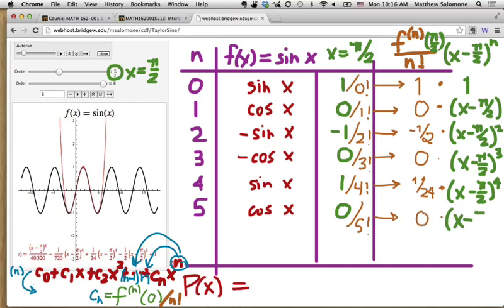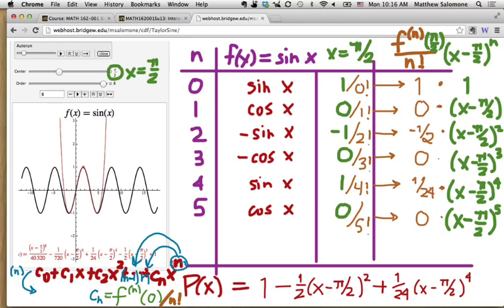And so now I have all the terms of my Taylor polynomial built up here, which means I can write out the 4th, or equally well the 5th, order Taylor polynomial for sine of x at x equals pi over 2. My first term is 1 times 1, so that's just 1. My second term is 0, so I don't need it. My third term is minus 1/2 times the quantity x minus pi over 2 squared. My fourth term has a coefficient of 0, so I don't need it. My fifth term is 1 over 24 times x minus pi over 2 to the fourth. And my sixth term is 0.